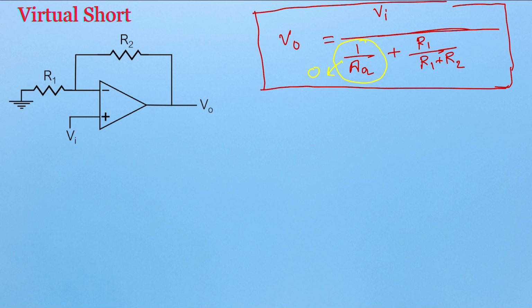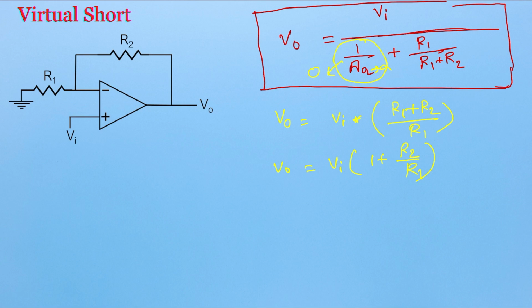We get this equation. So if we put AOL is infinity, then V0 is equal to Vi multiplied by (R1 plus R2) divided by R1, which is equal to Vi into (1 plus R2 by R1). This one we get if AOL tends to infinity.